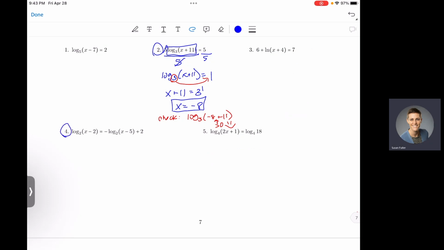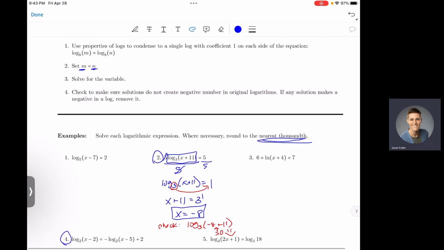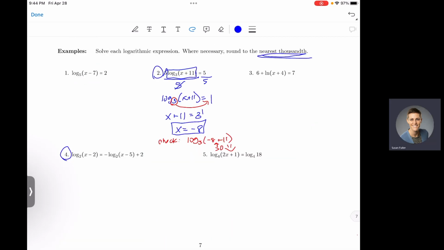All right, I want to work through number 4 here as well. Now, this one, we've got 2 logs. So you might think that we are now in case 2, where you want to get log base b of thing 1 equals log base b of thing 2. But there's a wrinkle here.